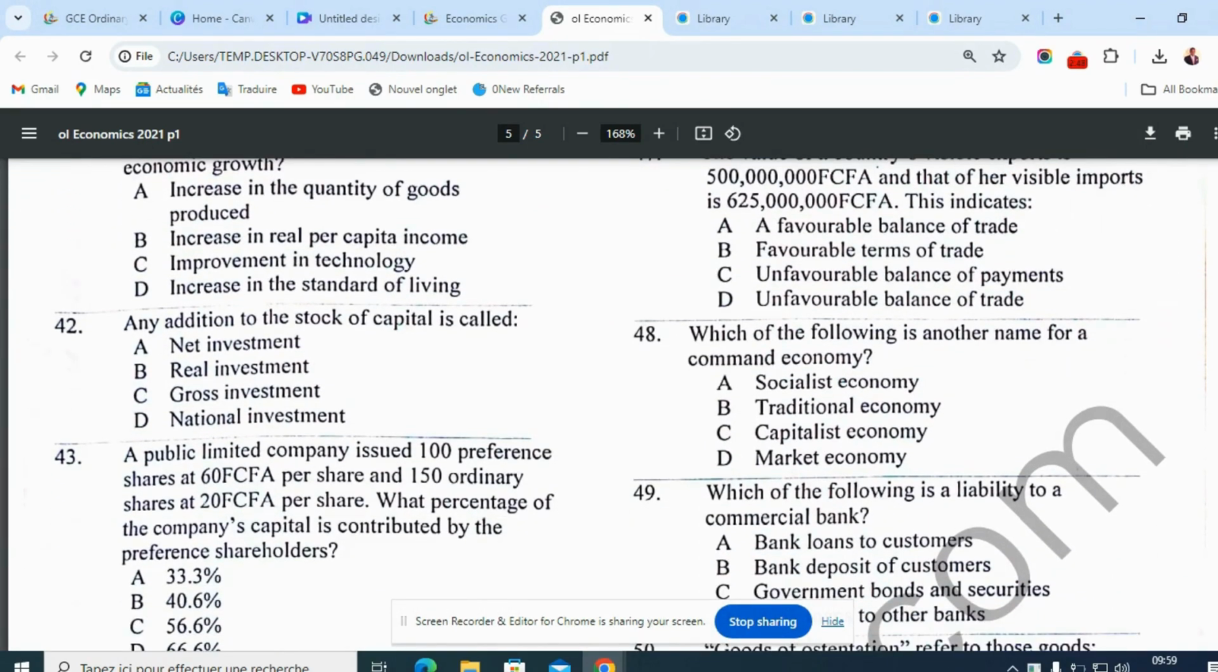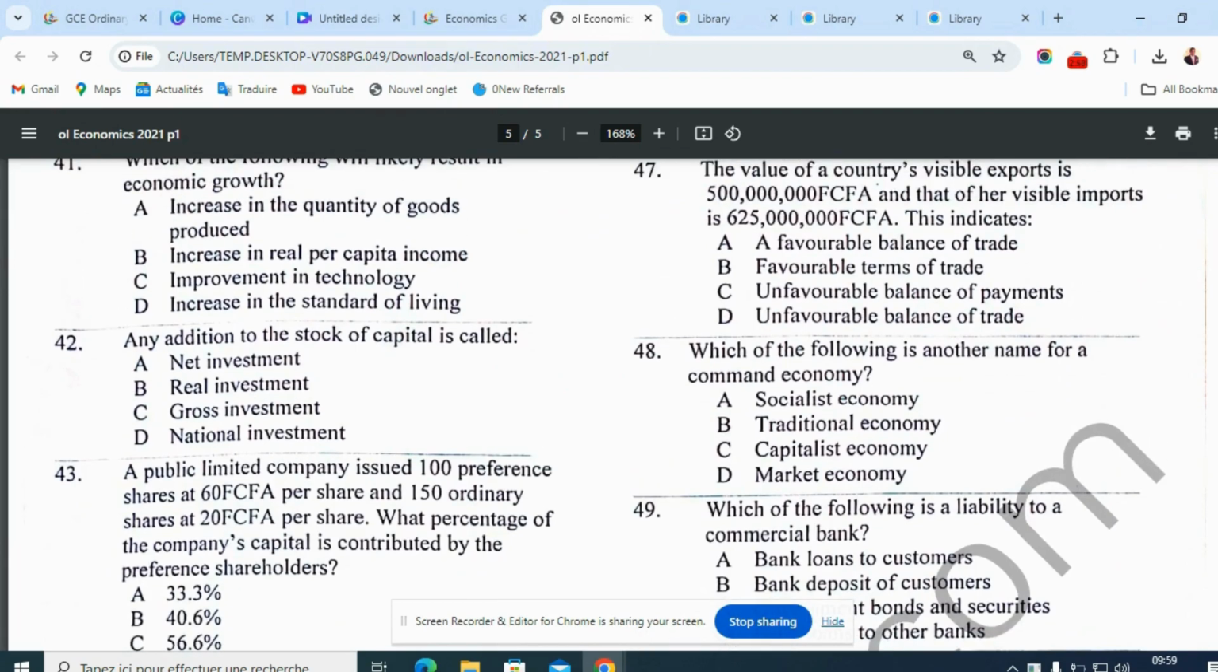The next question says, the value of a country's visible exports is 500 million, and that of visible imports is 625 million francs. This indicates what? So what is the correct answer here? It is the unfavorable balance of trade, because the country is actually losing. Their import is more than their export, costing a lot. The trade is not favorable.